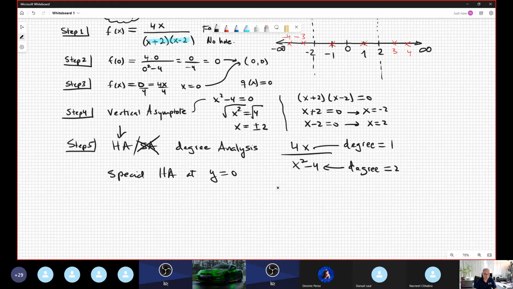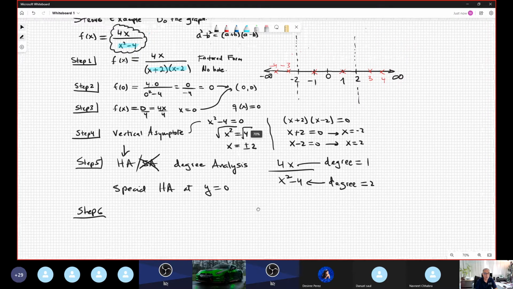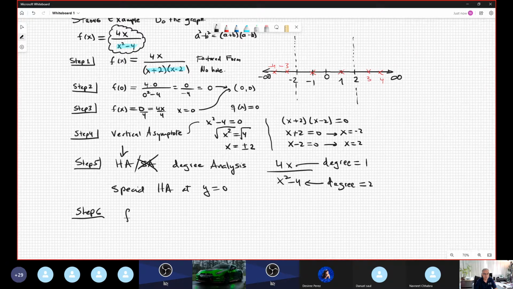And in step 6, we are doing quickly the analysis of symmetry. Quickly, in 2 seconds. So what should I do? Well, you take the original function. The original function was f of x equals 4x divided by x squared minus 4. And you replace it with f of minus x, because when doing this action, you make a reflection.